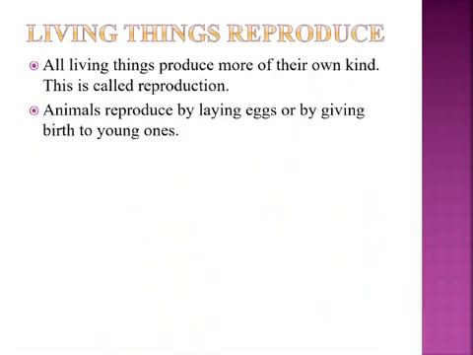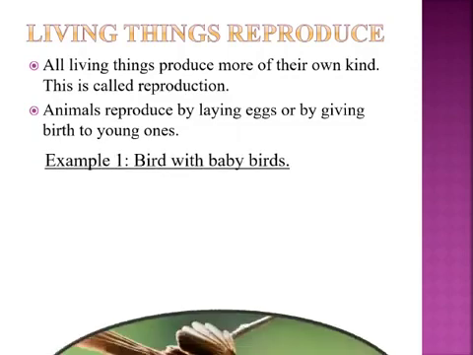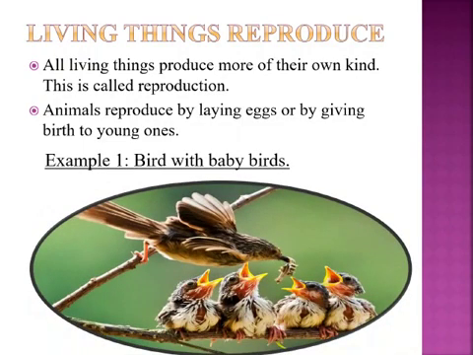The last feature of living things is living things reproduce. All living things produce more of their own kind. This is called reproduction. Animals reproduce by laying eggs or by giving birth to young ones. Let us see example 1, a bird with baby birds. In this picture, the mother bird is feeding her young ones. That is, the mother bird lays eggs and produces her young ones.